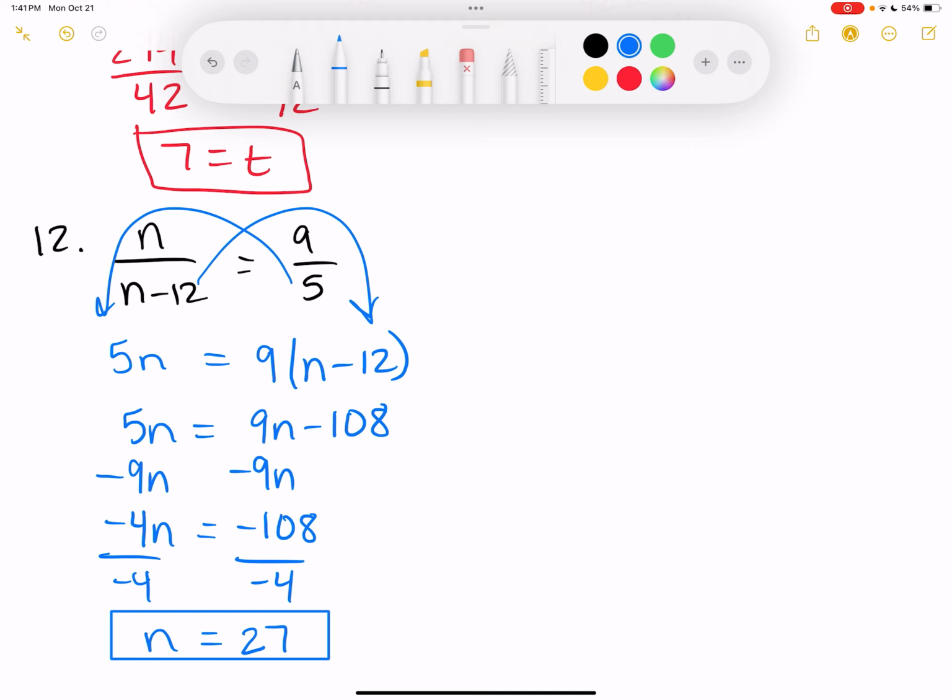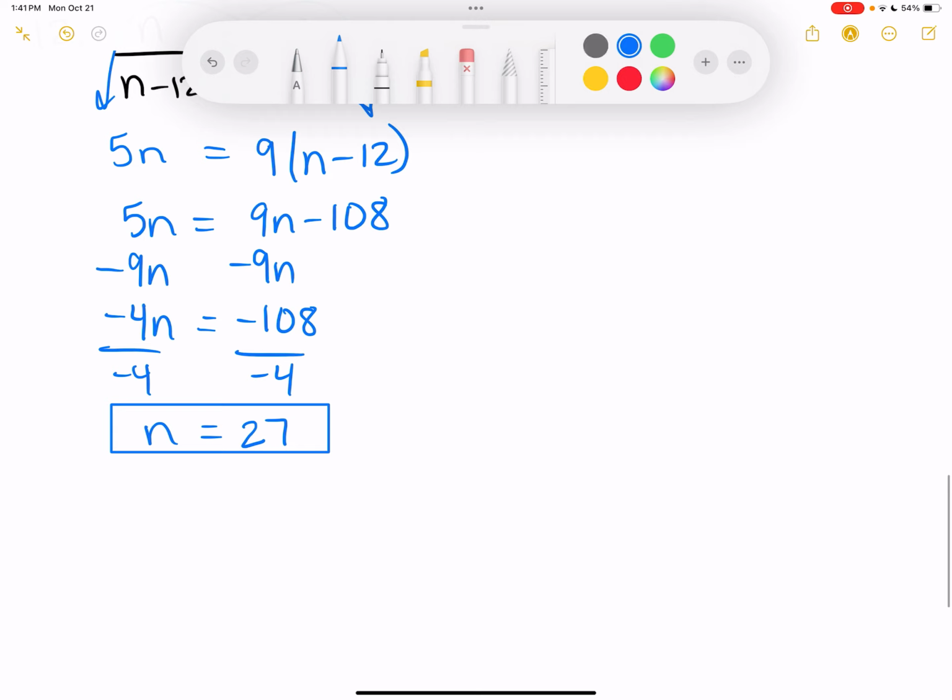Any questions on these so far? All right, 14. 18 over d plus 13 equals 6 over d minus 13. You got that, Grace? It's on the board.